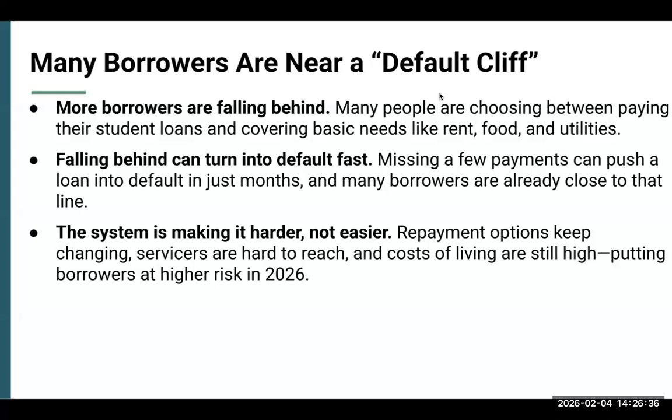Many borrowers are near the default cliff. More borrowers are falling behind. A lot of people are choosing between paying their student loans and covering basic needs: rent, food, utilities. Falling behind can turn into default fast. It is insane how quickly one or two missed payments can launch your loans into default. It's wild. That's why having an IDR plan is really important, and making sure that you're in a repayment plan that you can afford, because as soon as you hit default, it's a process to get out. It's definitely not impossible, but it is a process.